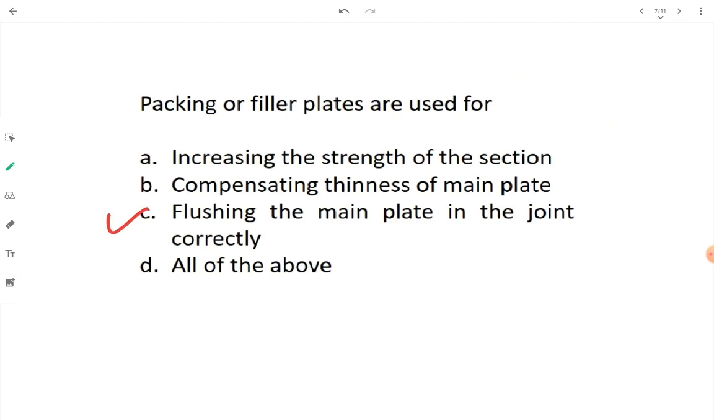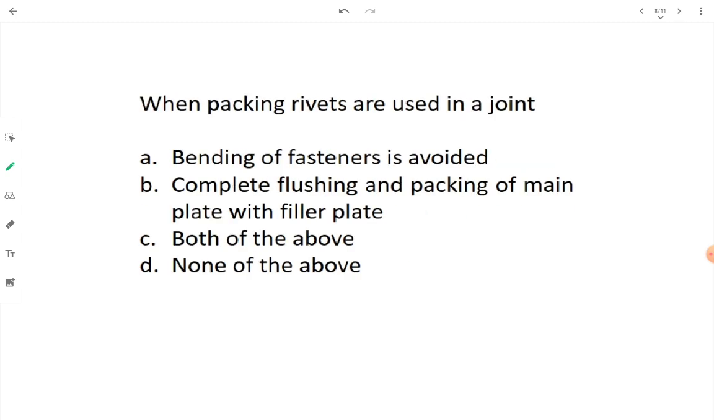Increasing the strength? No. Compensating thinness? Absolutely no. Okay, when packing rivets are used in a joint, what happens? Bending of fasteners is avoided, correct? Then when we are using packing rivets in a joint, complete flushing and packing of main plate with filler plate is completed. This specific task is completed when we are using what? Packing rivets. Since we are talking about packing rivets, we are also considering that packing or filler plates are being used. Without this packing plate, how are we going to call the rivet a packing rivet? Yes, therefore the flushing and packing of the main plate also gets accomplished there. That's why option C will be the one.